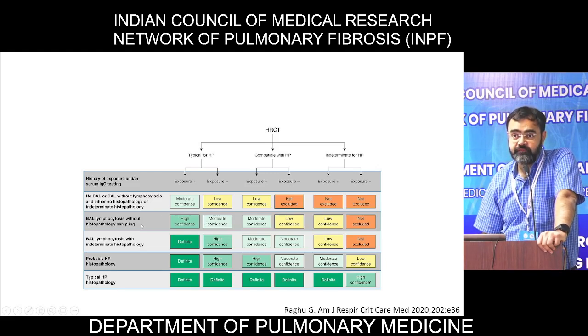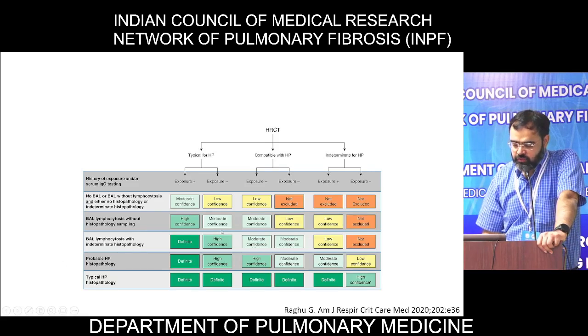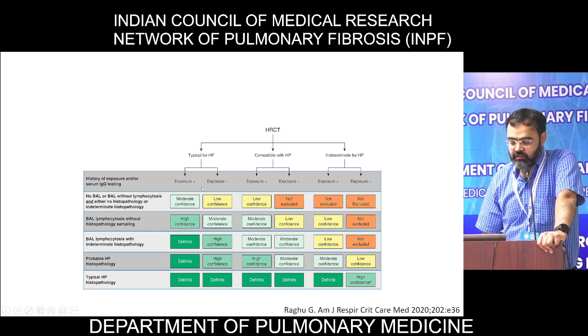So what is BAL lymphocytosis? The guideline says that if you have a differential white blood cell count of a BAL, and you have 30% or more lymphocytes, then it is called BAL lymphocytosis. So if you have BAL lymphocytosis, then the confidence is high in the first scenario where we discussed the typical CT, exposure history, BAL lymphocytosis, a high confidence.